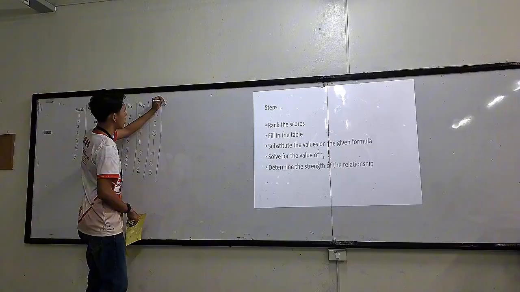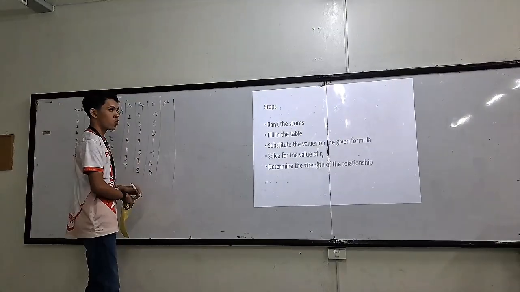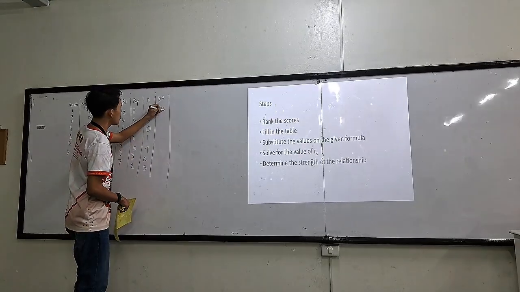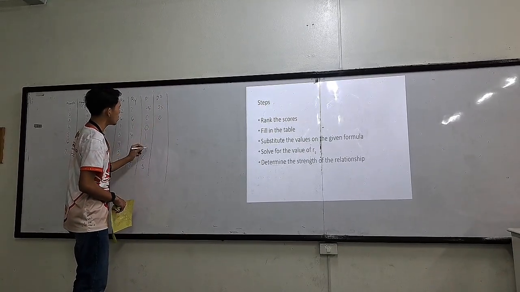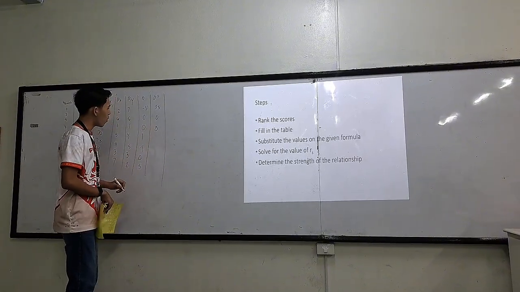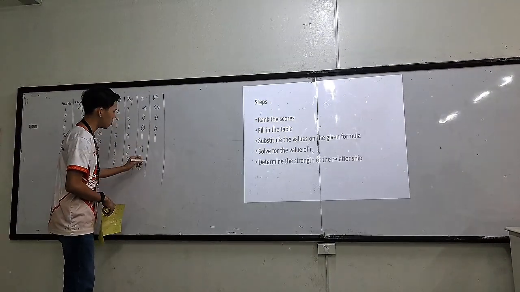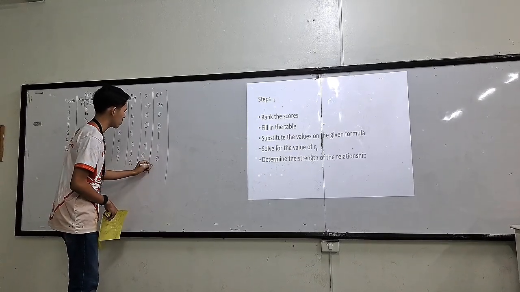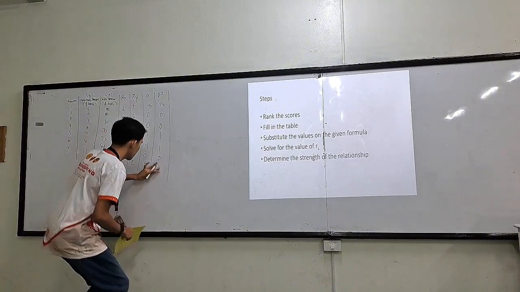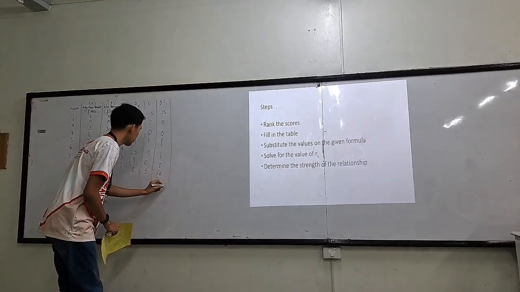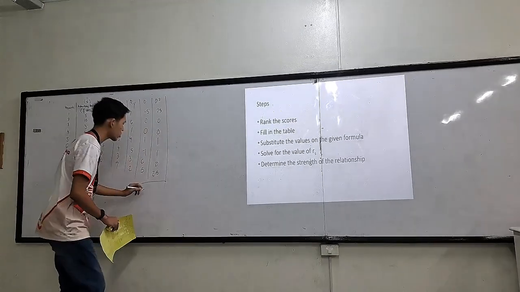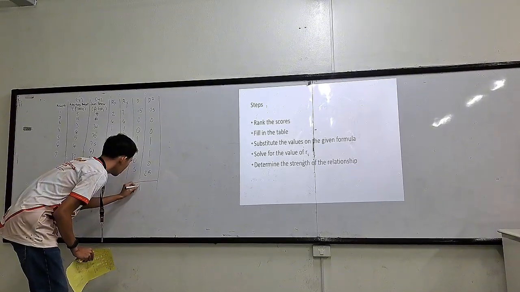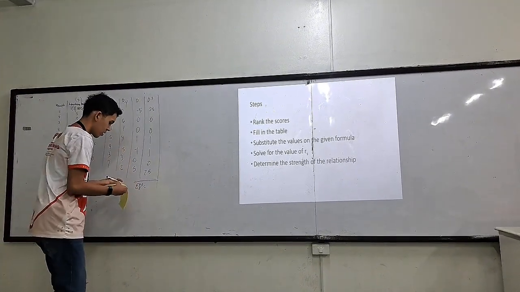So the next will be D squared. Negative 5 squared will be 25. 0 squared will be 0. 0 squared will be 0 again. 1 squared will be 1. Negative 1 squared will be positive 1. 0 squared will be 0. And 5 squared will be 25. Now, after getting these values, we'll add them to get the summation. So the summation of D squared will be 52.